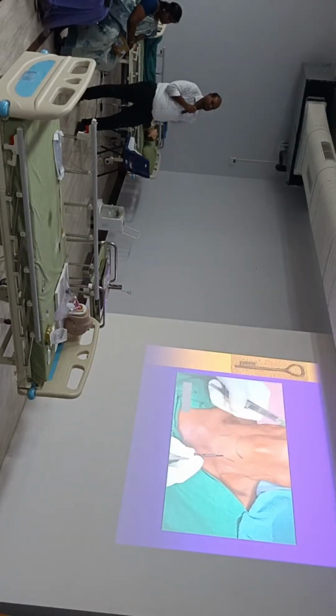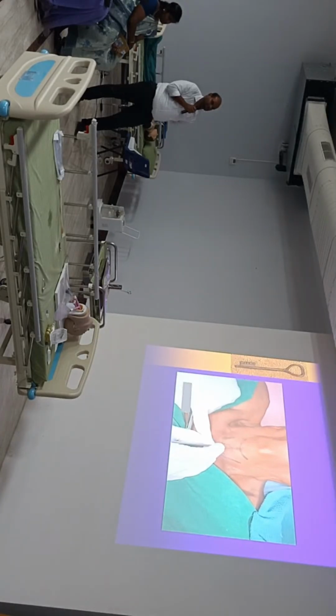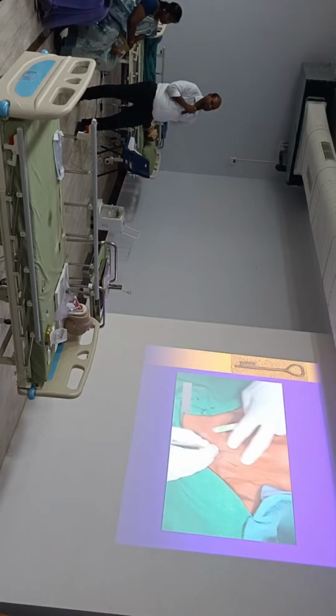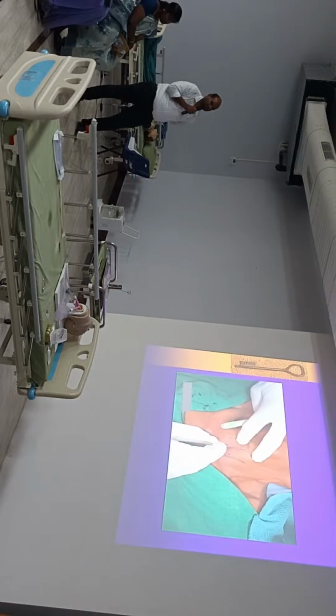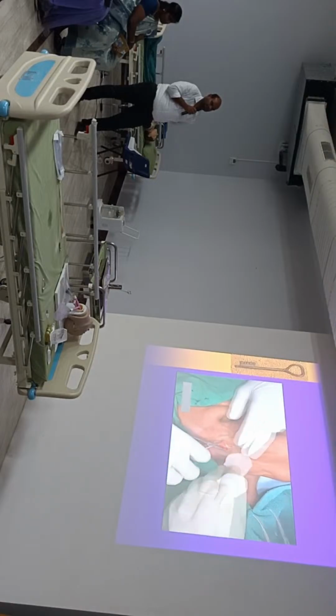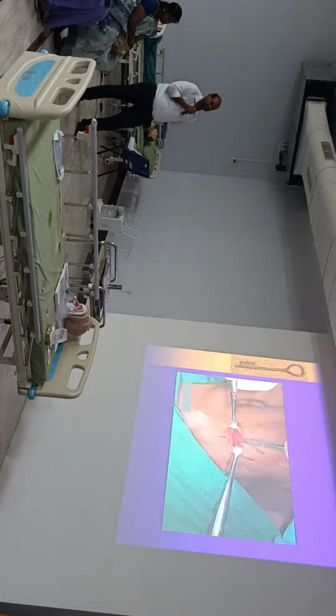As it is a stridor case, we have to be very fast and precise and stay in an avascular plane. The incision is made 3 to 4 centimeters, starting from the lower end of the tracheal cartilage, a few centimeters below it, until the suprasternal arch.